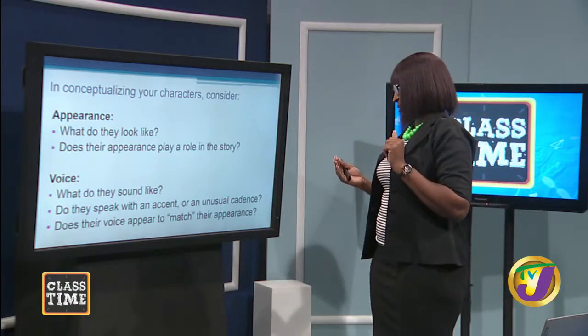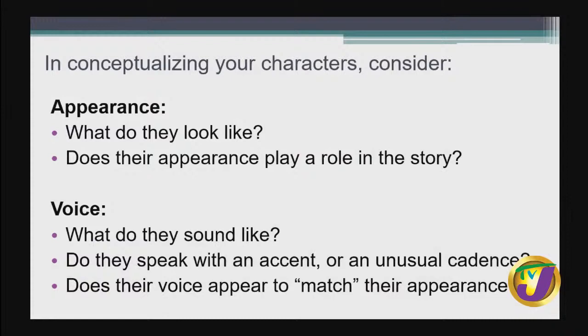Now his voice, or her voice, I keep saying his, but her voice, what does it sound like? Again, is the voice going to have any bearing on the story? So think about a case where you have this big, tall, strapping man with a little squeaky voice. Right then and there, you're setting up something. Or you can have a small person with a very commanding voice. That sets up another situation as well.